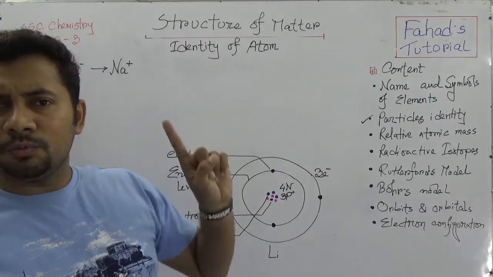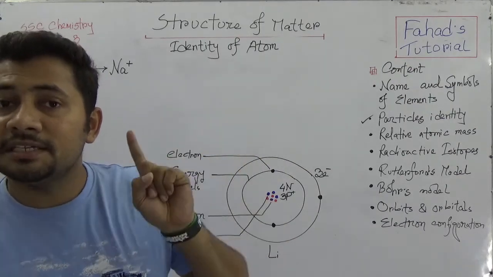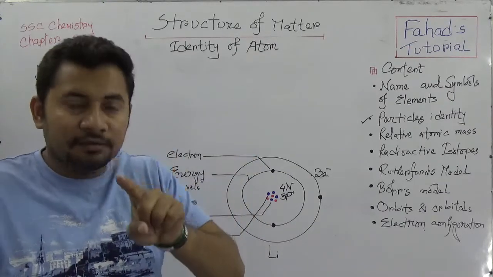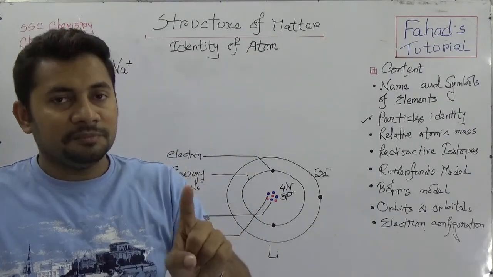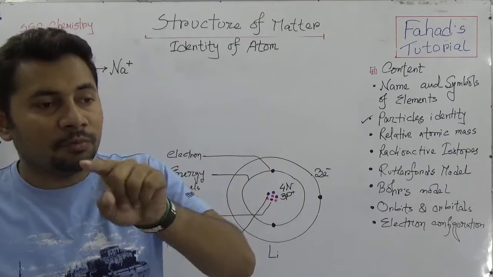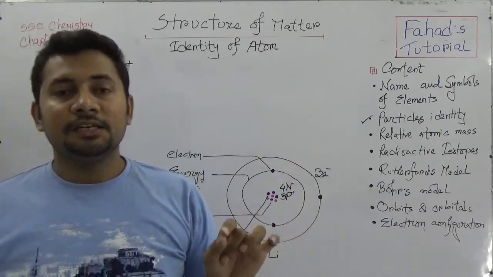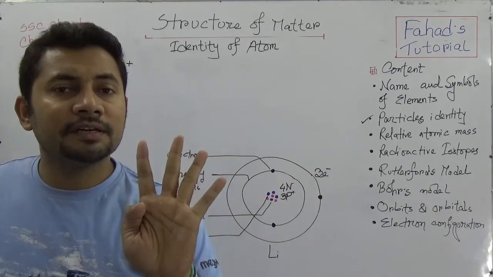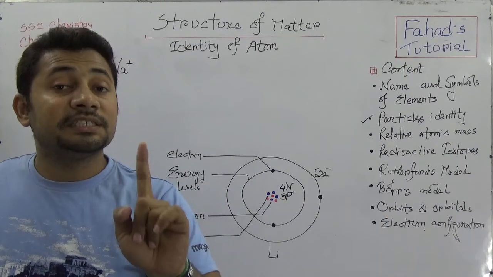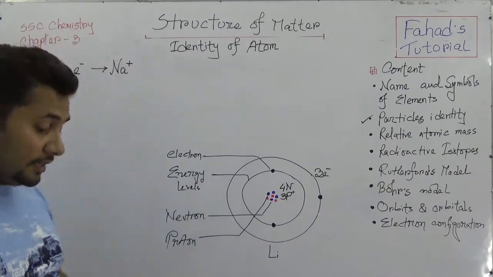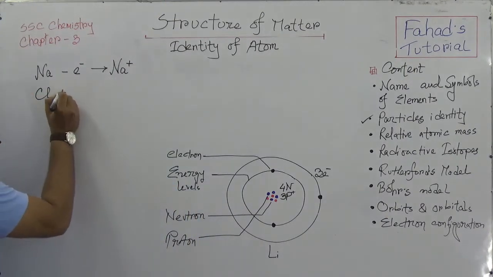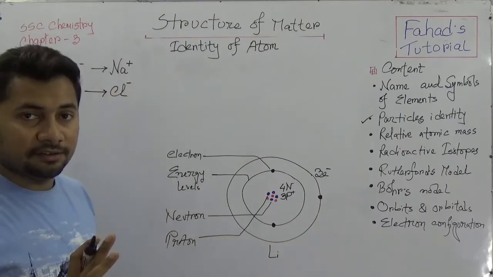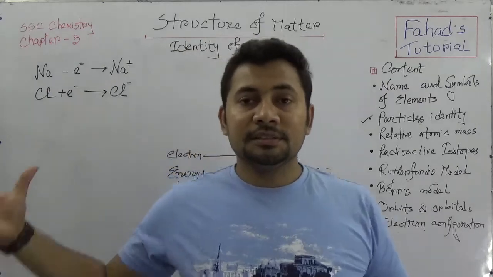But when it releases 1 electron and forms a cation, the sodium ion has 1 electron less. So in this state there are 11 protons but 10 electrons. Conversely, when chlorine accepts an electron, it becomes an anion. We know that negative ions are anions.